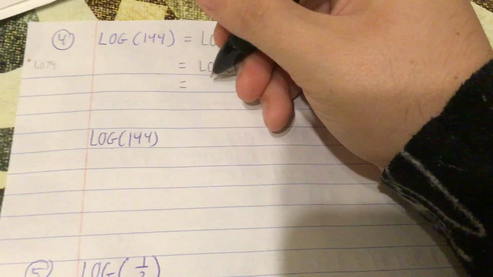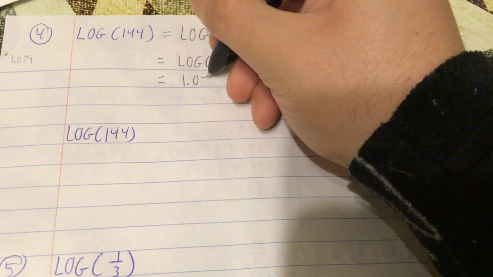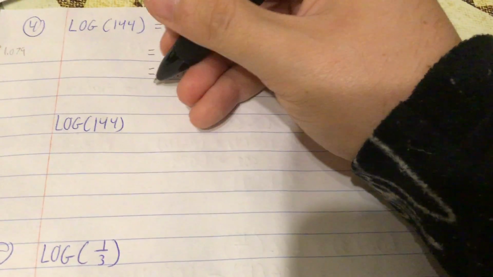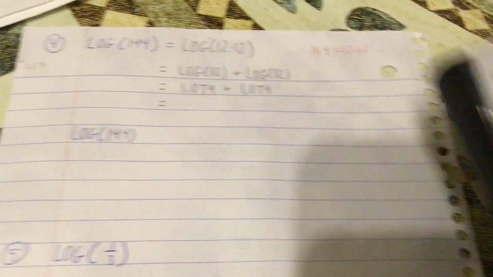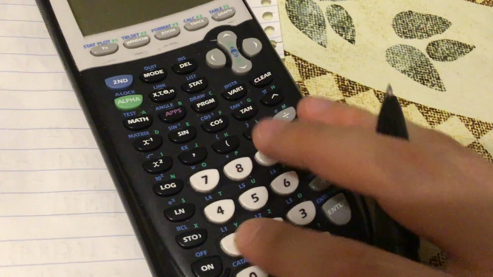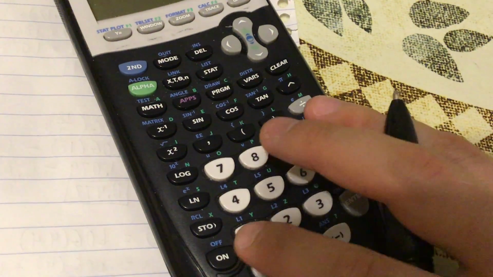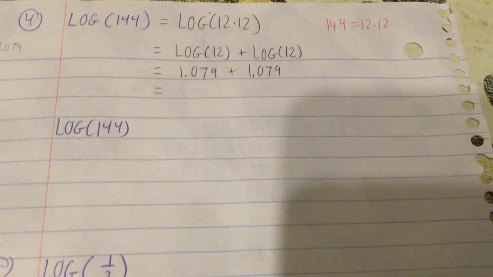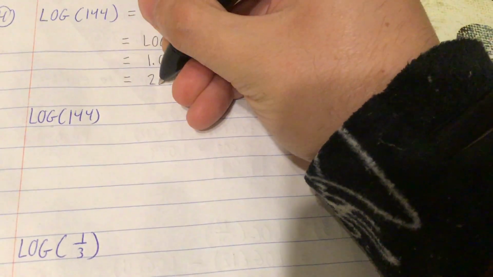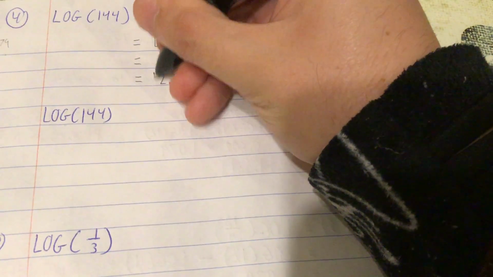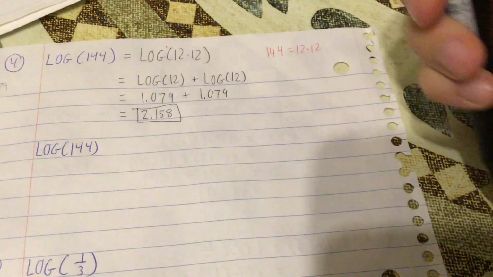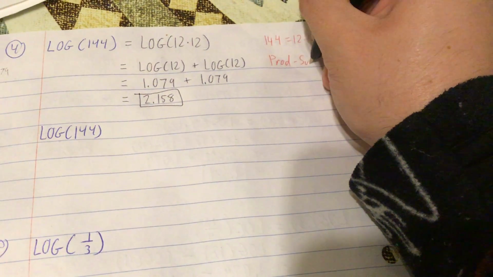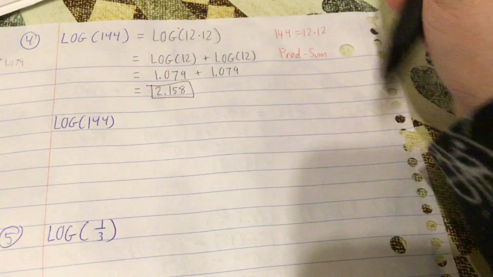So that's 1.079 plus 1.079. Okay, I'm just going to get the calculator really quick. Clear, clear, clear. 1.079 plus 1.079 would be 2.158. Is there another way I could show this other than the product sum rule? Oh, sorry, I forgot to set my source right there. By product sum, that's why I did what I did.